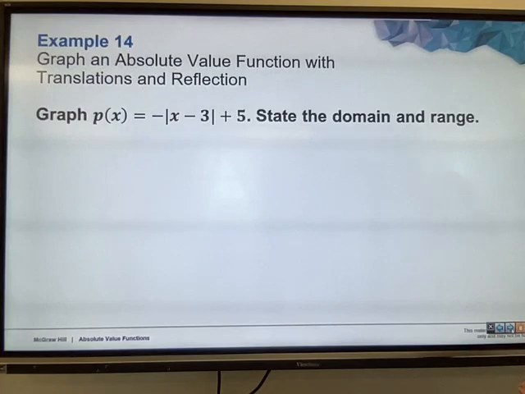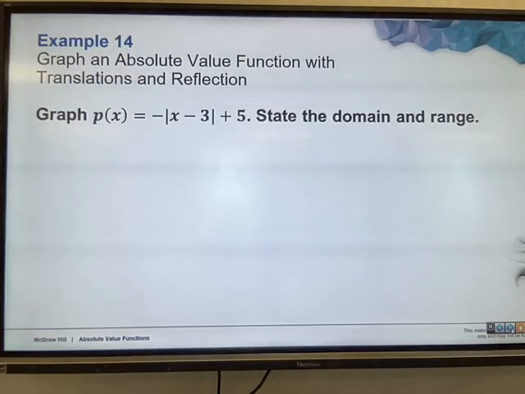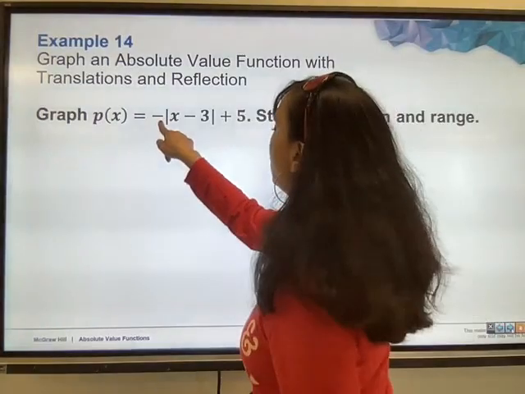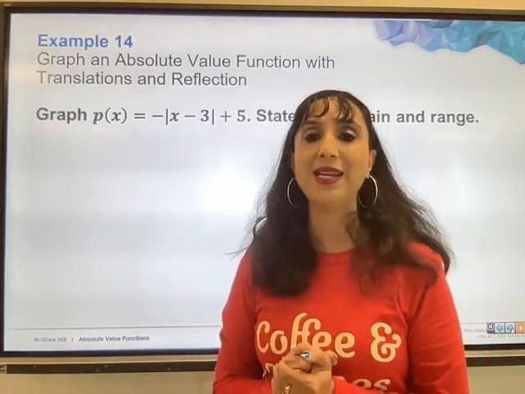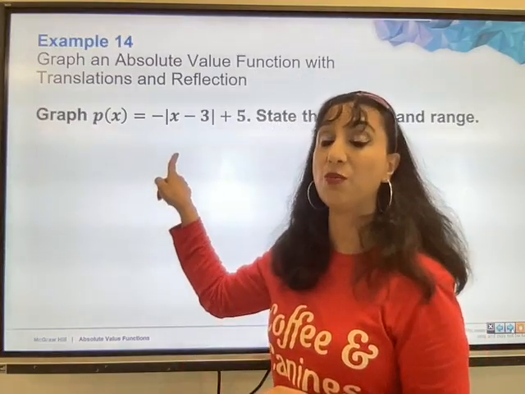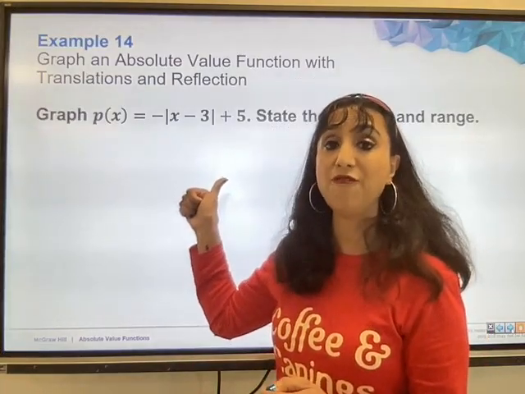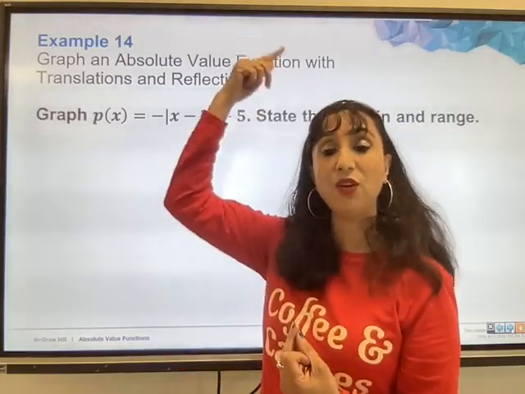Okay, and here's one last one. Just look at this really quick. And we know that in this one, just looking at this, I know it's going to be a reflection on the x-axis. And if I'm saying x minus 3, that means my graph is moving 3 units to the right. So what is my vertex? It is going to be 3, 5, because then it's moving 5 units up.